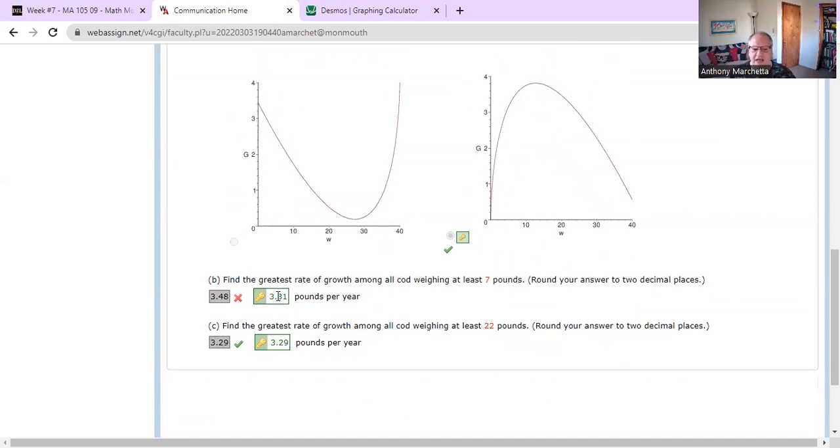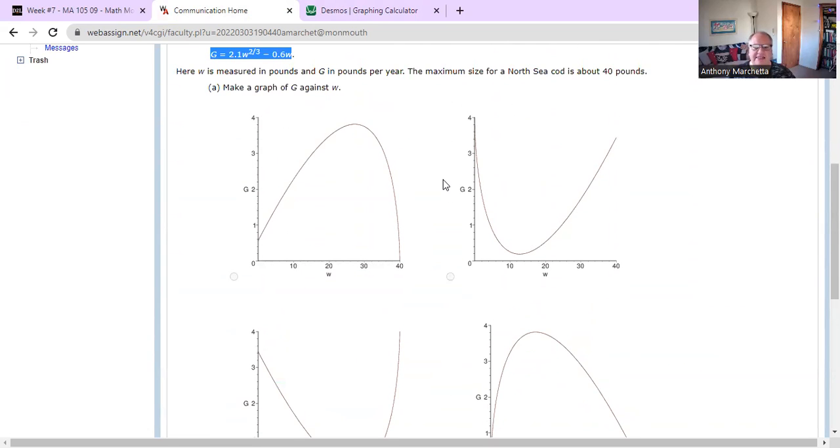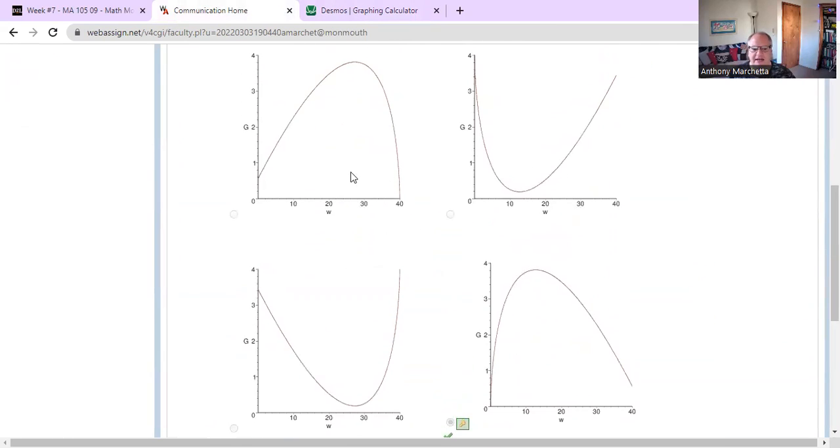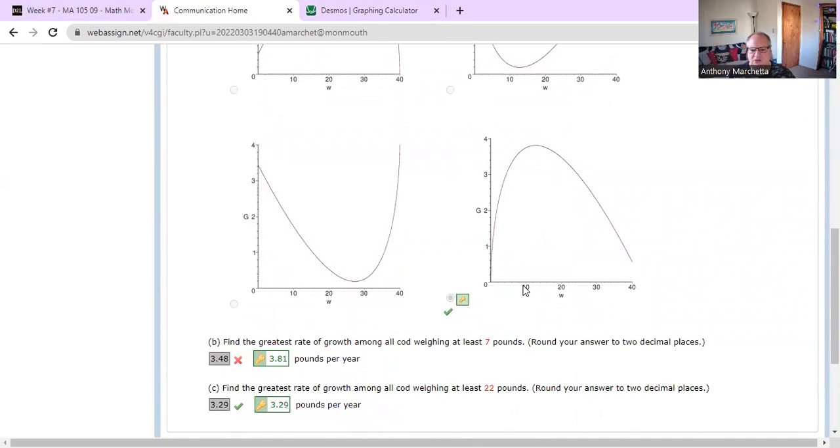Okay, now the next thing says, find the greatest rate of growth amongst all cod weighing at least 7 pounds. Round your answer to the nearest decimal places. Now, they say at least 7 pounds. At least 7 pounds means anything that is to the right of the number 7. Now, in this situation, 7 is right about here. So they didn't really have to tell you weighing at least 7 pounds. The maximum of the graph still follows the situation that it happens to be greater than 7 anyway.